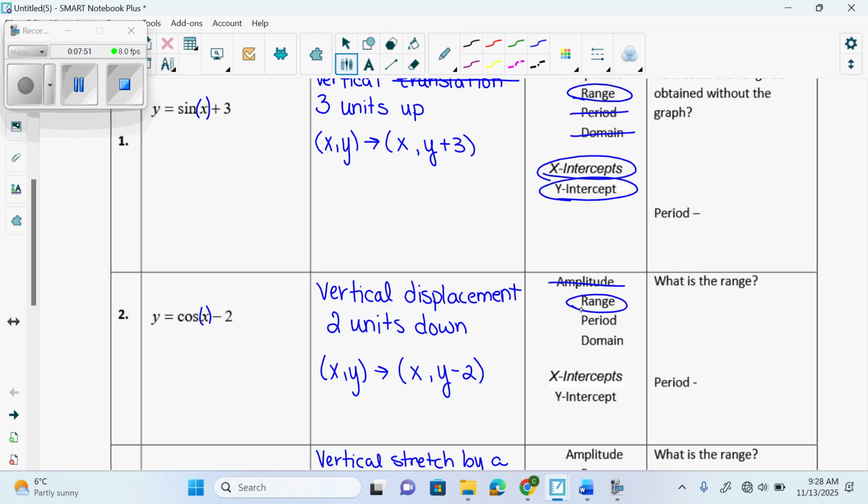Is the period going to change? Horizontal stretch affects that. This isn't affected. What about if I take the entire graph and shove it 2 down? Are the x and y intercepts going to change? Yes.